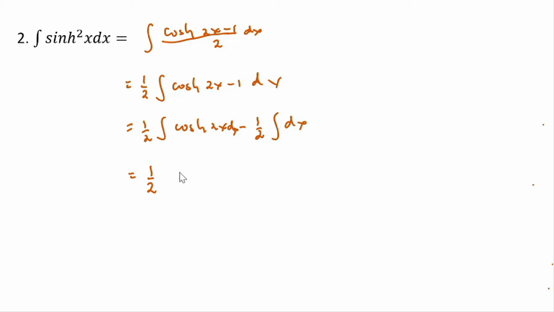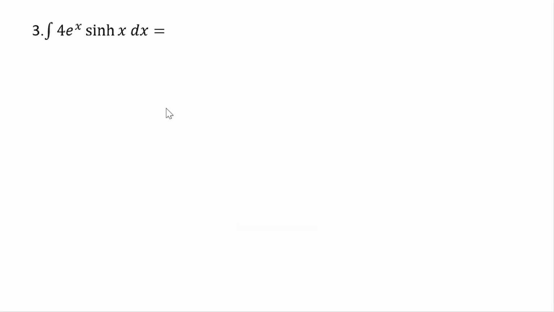The integration of the hyperbolic cosine of 2x dx is equal to 1/2 times the hyperbolic sine of 2x, minus 1/2 of x, plus a constant. So I can write this as 1/4 the hyperbolic sine of 2x minus 1/2 of x plus a constant. Okay, in number 3, we have the integral of 4 e raised to x hyperbolic sine of x dx.